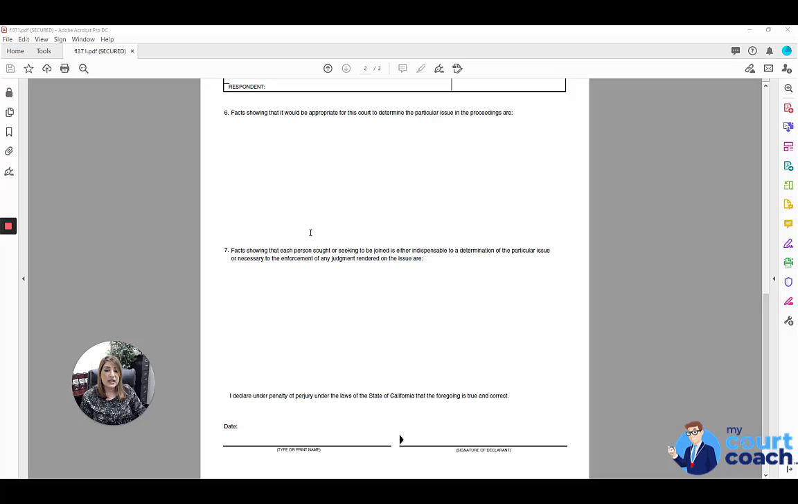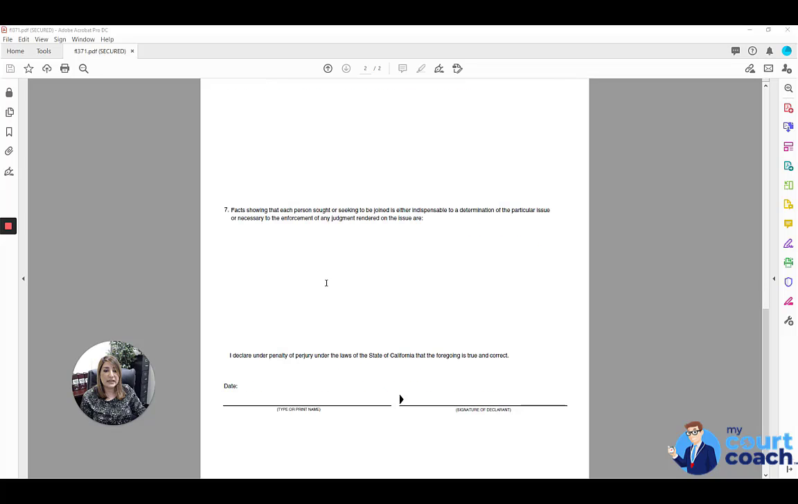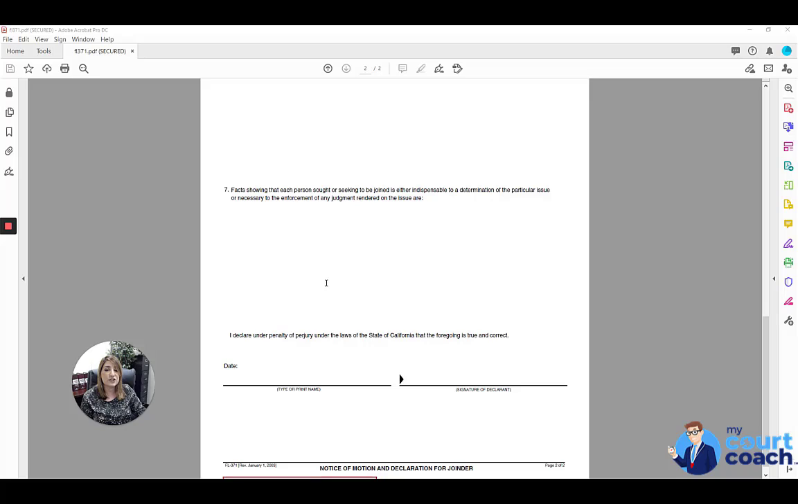And then item number 7, facts showing that the person you're seeking to join is indispensable to the determination of a particular issue or necessary to the enforcement of a judgment rendered in this case. So list those facts here. And these facts do overlap. I do understand that. So just do the best you can in providing that information, as much information as you can to the court as to why the third party should be joined.